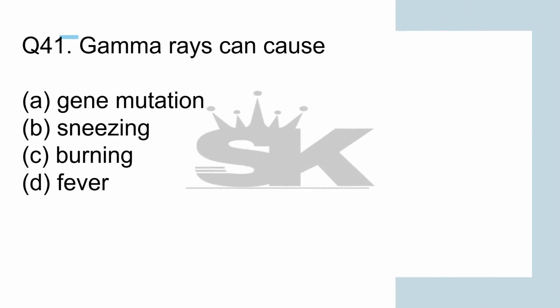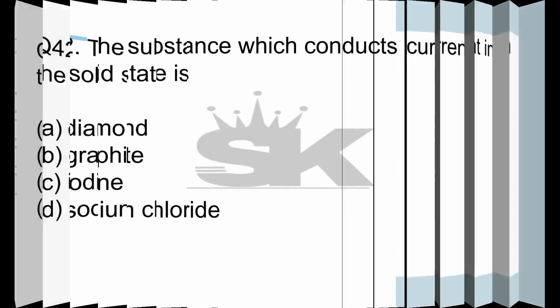Gamma rays can cause gene mutations. Irradiation can cause mutations in DNA. There are two major types of radiation: ionizing radiation and non-ionizing radiation. Ionizing radiation, such as X-ray and gamma rays, is a high energy kind of radiation that causes ions and free radicals to form.